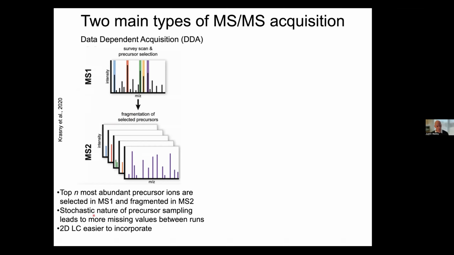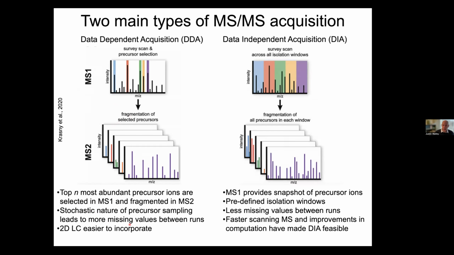And this leads to stochastic sampling of these precursor ions. So not every ion is going to be the most abundant in the different mass spectrometry runs. So you get more missing values, meaning you identify something in one run, but not the next, with data-dependent acquisition. And in a method that's been taking off in the last several years, especially for single-cell proteomics, is data-independent acquisition.